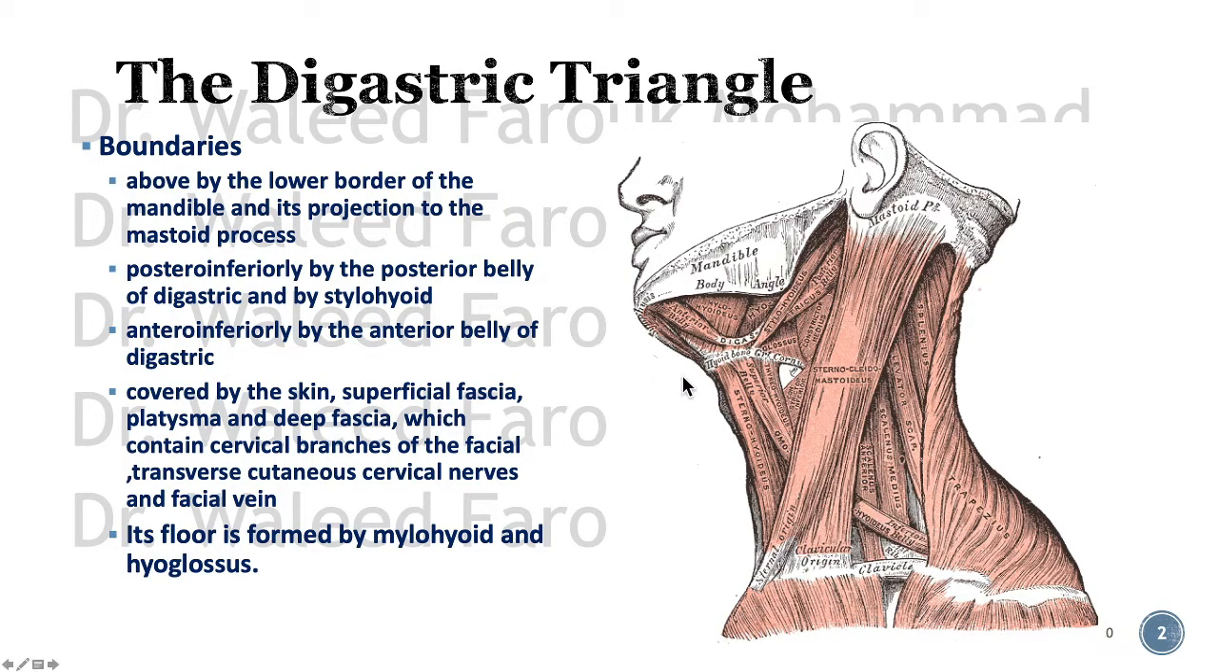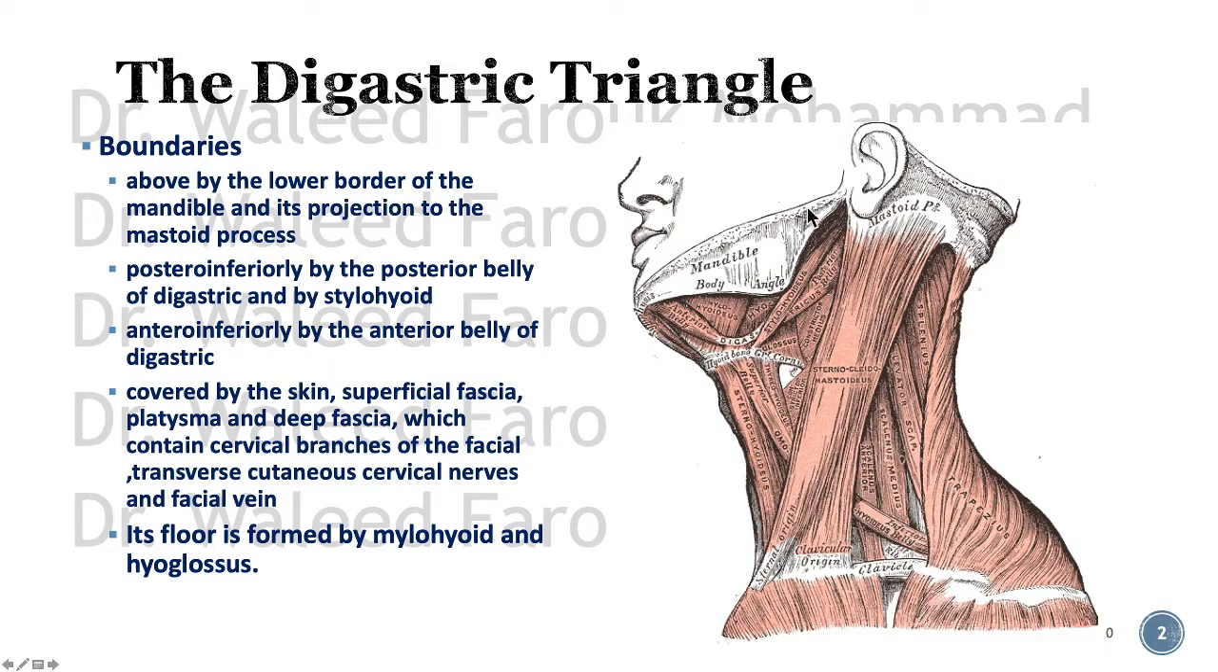It's bounded in front by the anterior belly of digastric, and in the back, posterior belly of digastric with the stylohyoid muscle on it. And the superior border is the inferior border of the mandible, and you can go with it till the trajectory to the mastoid process. So all this area is the digastric triangle.